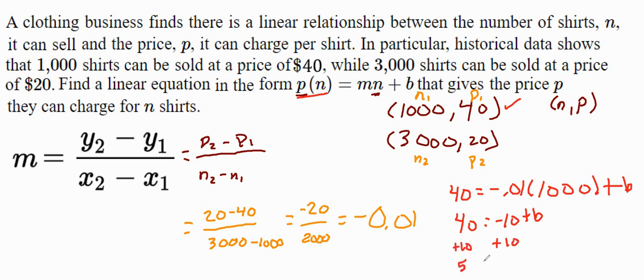Do note you could use the point slope formula for this, but it's a little more complicated, I think, and not necessary. So our final equation will be p of n equals our slope, which is negative 0.01. Be careful because it may want you to put the multiplication symbol here. Times n, that's our variable that we want. It's right here. And then plus our b, which we found to be 50.